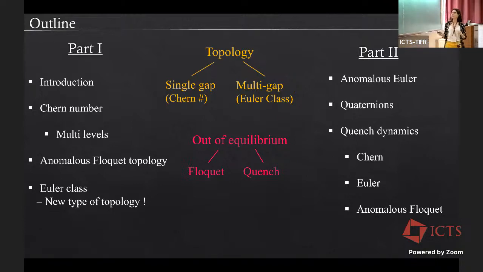And as yet another signature of Euler class, you can just look at its quench dynamics. But because Euler class is too complicated, maybe let's look at the Chern case first under quench dynamics, then go to Euler class. And as a bonus, I will show you anomalous Floquet topology.